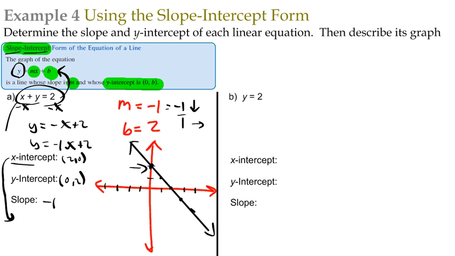So if you want to find the x-intercept, all you do is set y equal to 0, and then solve for x. If we had done that right here, setting y equal to 0, we'd have x plus 0 equals 2. Oh, look, the x-intercept is 2. Nice. And what about for the other one?